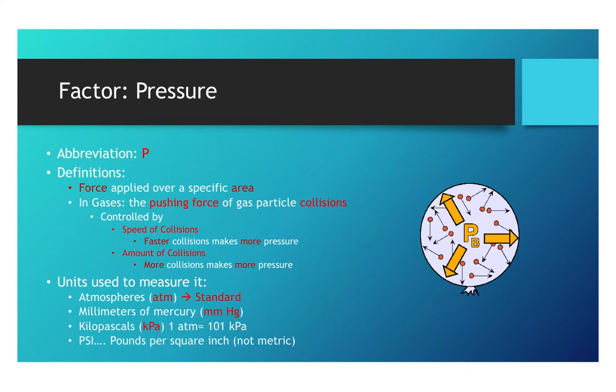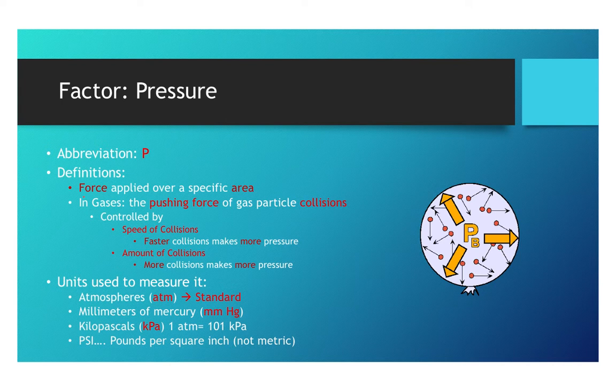Let's start with pressure. For pressure, the abbreviation we use is P. The definition of pressure is the force applied over a specific area. You can think of this as if you took your single index finger, your pointer finger, and pushed it into the palm of your other hand, you would feel that pressure. But if you took your fist and pushed with the same amount of force, you wouldn't feel as much pressure. So again, it's force applied over a specific area.